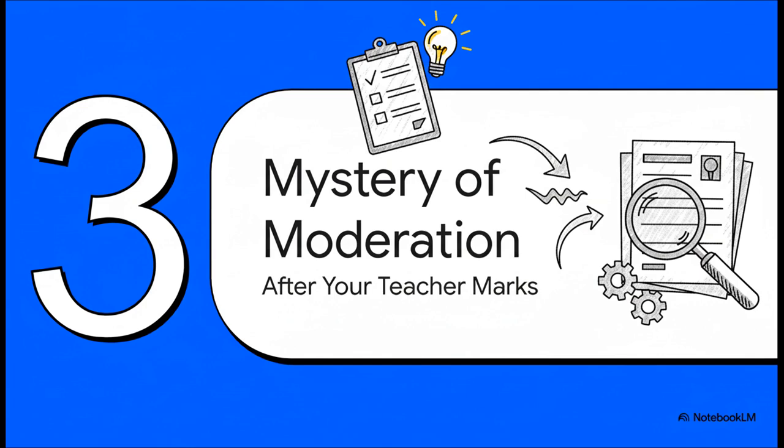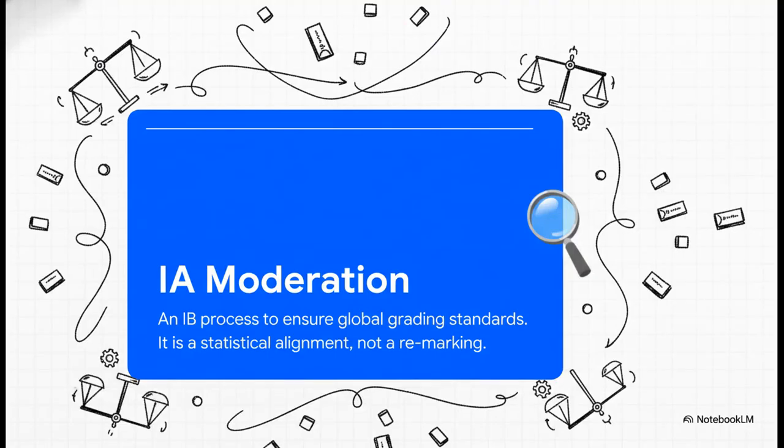Okay, so you've handed in your IA, you survived, and your teacher has given you a mark. But it's not quite final yet. Now we enter the slightly mysterious world of moderation. It sounds kind of scary, but I promise it's actually pretty logical when we break it down. So here's the main takeaway. Moderation is not about some IB examiner remarking your paper from scratch. It's about quality control.